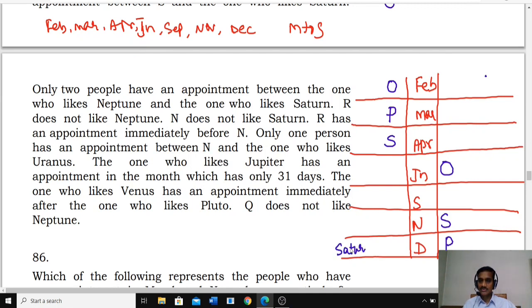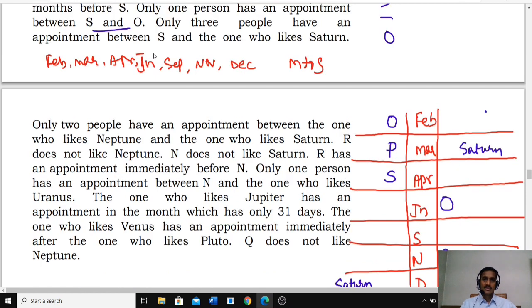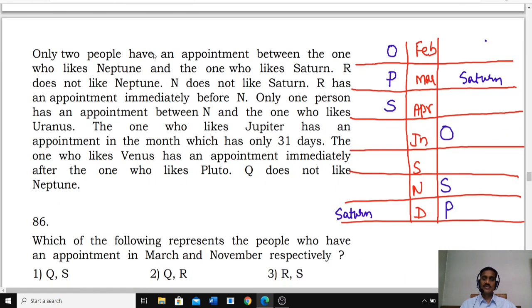In the first case, the one who likes Saturn has an appointment in the month of December. And here 1, 2, 3, Saturn must be in the month of March. In the second case, Saturn. Then next one. Only two people have an appointment between Neptune and Saturn.